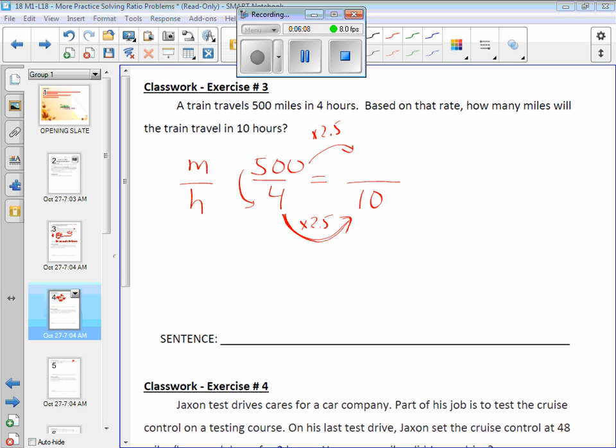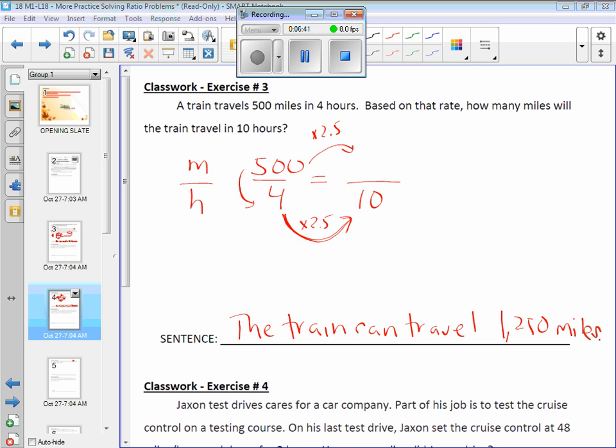What are they asking? Miles, right? The train in this case can travel 1,250 miles. All right. That's one way of doing it. And if that's problematic for you, let me show you another way. Let's take this ratio that they give you, 500 to 4.